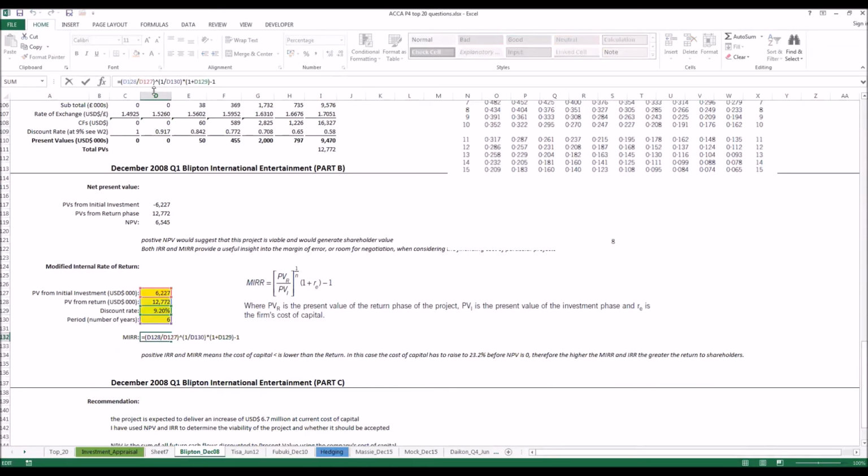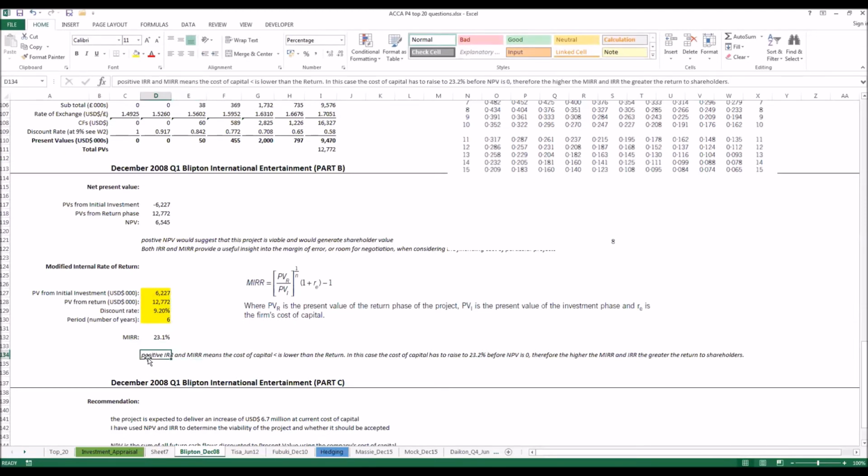So like I said, 12 million divided by 6.2, to the power of 1 over 6, the number of years, times 1 plus 9.2%, and then you take away 1. That gives us a modified internal rate of return of 23%.